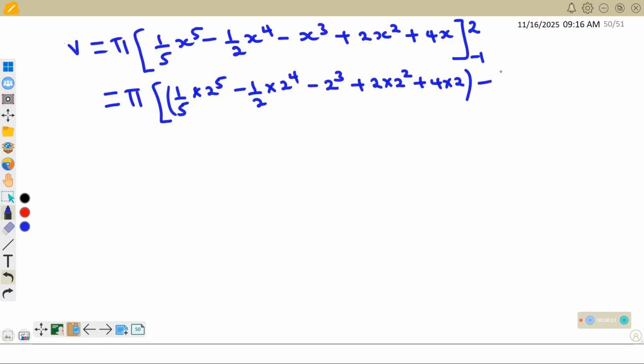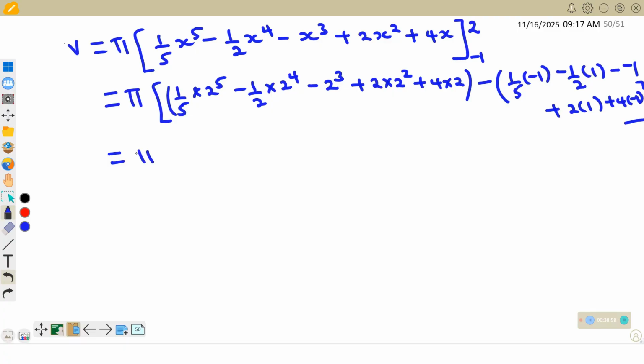So let us put the lower limit, and the lower limit will be -1. So which means this will be 1 over 5. -1 to power 5 is -1, minus a half. -1 to power 4 is +1, minus -1 to power 3 is -1. Then plus 2 into -1 to power 2 is 1, then plus 4 into -1. So the whole of this is into pi.